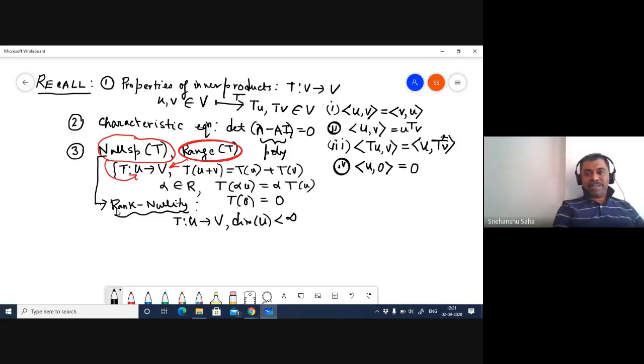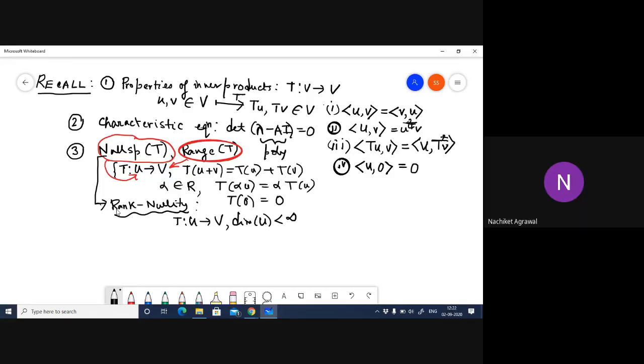So maybe what I should have done is use a different notation for transpose, because you might get confused with the notation that I'm using for linear transformation. So this comes straight from multiplying one vector with another vector. Clear. It's obvious, right?